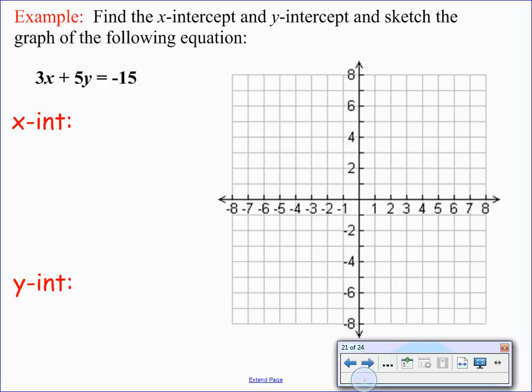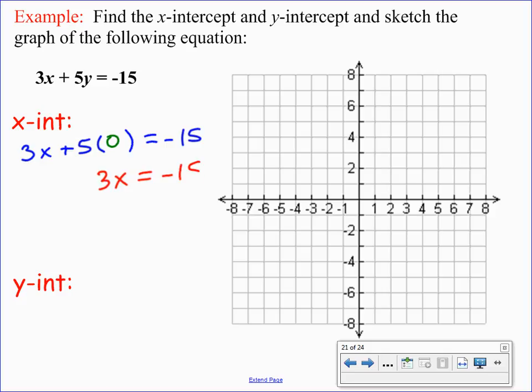Okay, let's do a quick check. So, x-intercept. I'll rewrite the original, but plug in 0 for y. What happens to the y term? It drops out, and I'm left with the baby equation 3x equals negative 15. Solving for x gives me x equals negative 5. So my x-intercept as a point would be negative 5, 0.